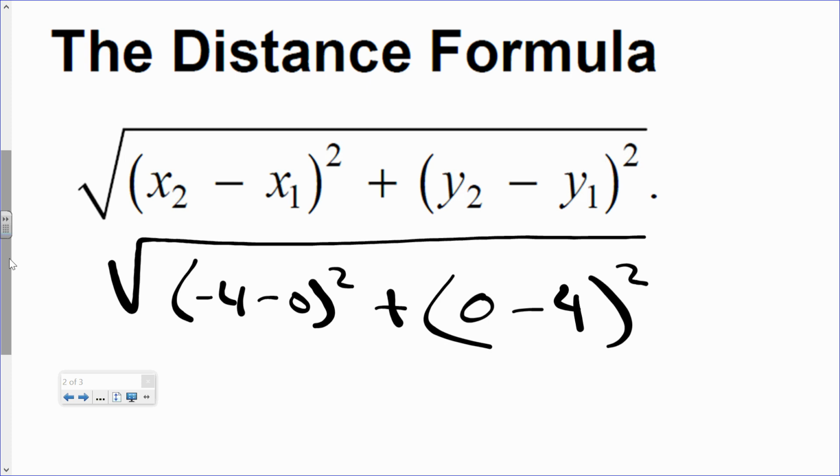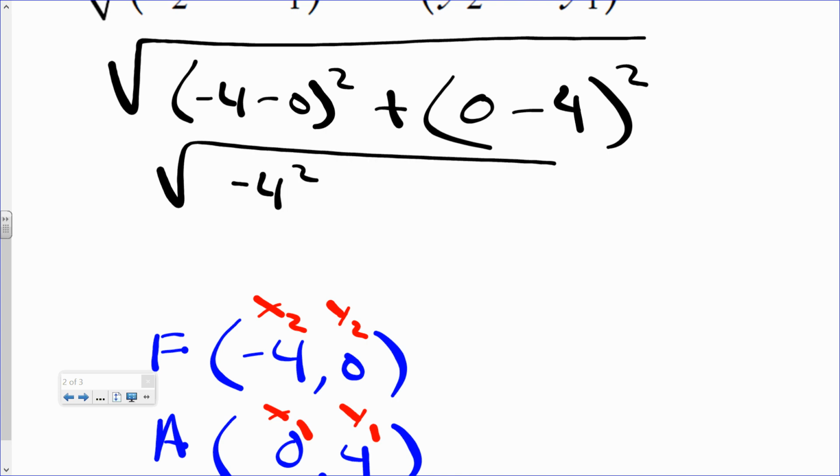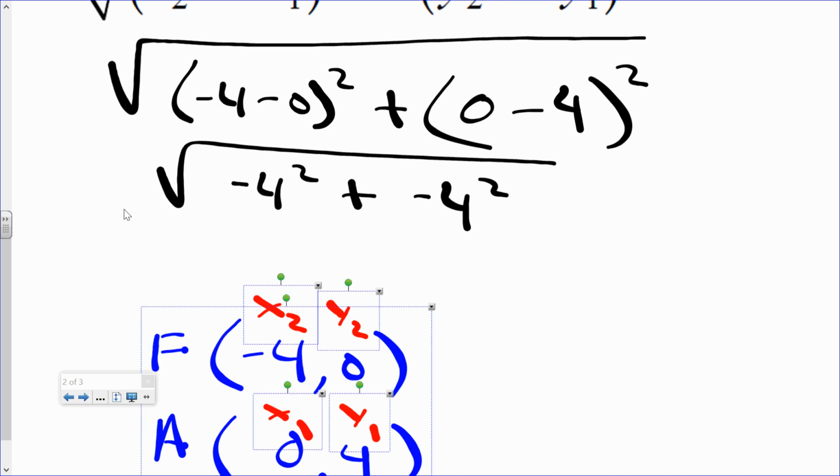And now I'm going to simplify. All this garbage, we're going to be able to find out the distance. So negative 4 minus 0 is negative 4, and I'm going to square that. Okay, we've got plus 0 minus a negative 4 in parentheses, which is going to be a negative 4 squared. Nice. Okay, let's keep going.